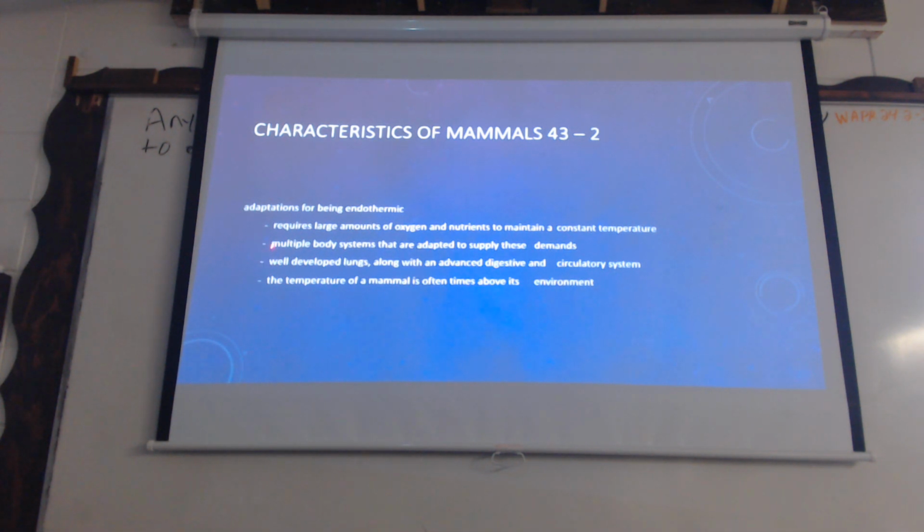So, it requires large amounts of oxygen and nutrients to maintain a constant body temperature. Now, one of the things that happens is reptiles and amphibians, do they need large amounts of oxygen? They do not. You're wrong. Why would they not require large amounts of oxygen? Because their heat's determined by where they are. Right, because they're cold-blooded. They are not warm-blooded.